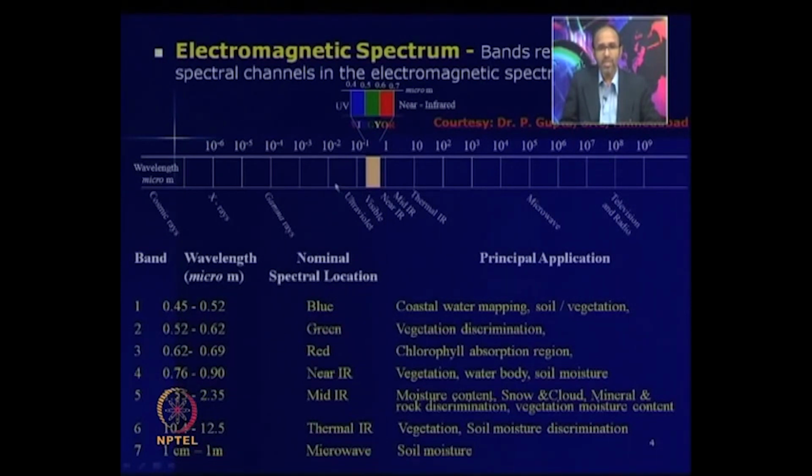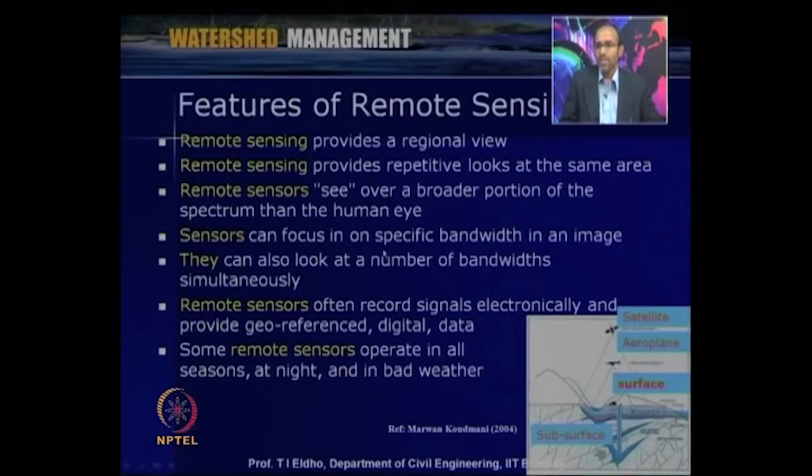Principally, the bands for remote sensing generally start from the ultraviolet range and go up to microwave. That is the main region of the electromagnetic spectrum that we generally use for remote sensing. For example, 1 centimeter to 1 meter, or the 7th band, is the microwave. There we can use it for soil moisture. Some of the advanced remote sensing satellites use this band, and it can be used even for soil moisture study. That way we use particular bands for particular applications.